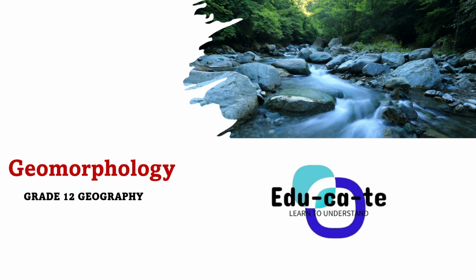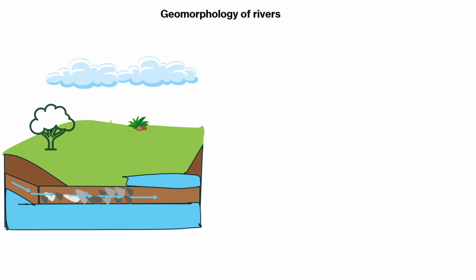Let us introduce the topic of geomorphology, grade 12 geography. The geomorphology that you're going to do in grade 12 is all about rivers, and how river systems work. First of all, I've made this image for you so that you can easily understand how the geomorphology of rivers works. So first of all, what happens when it rains?